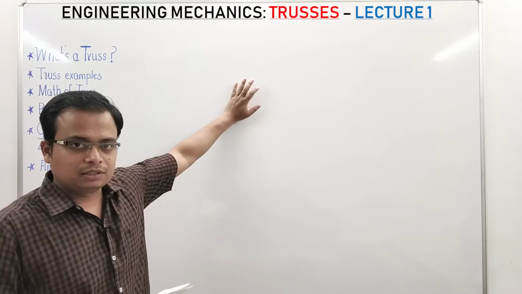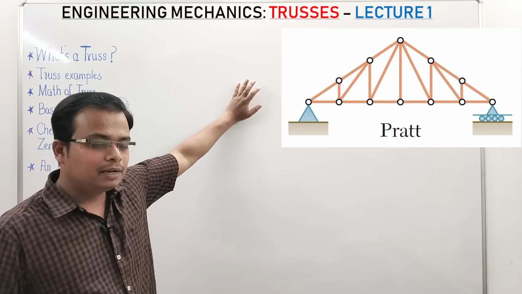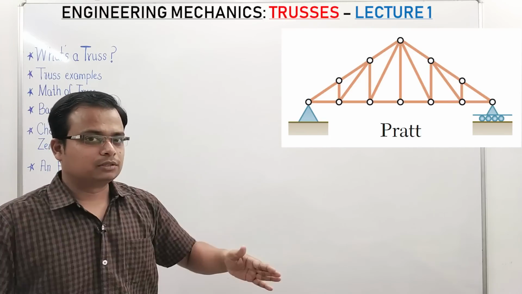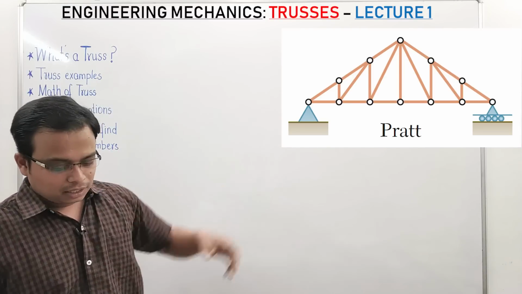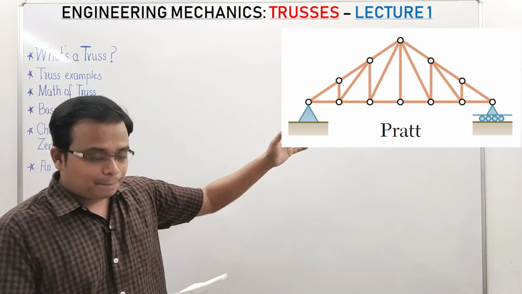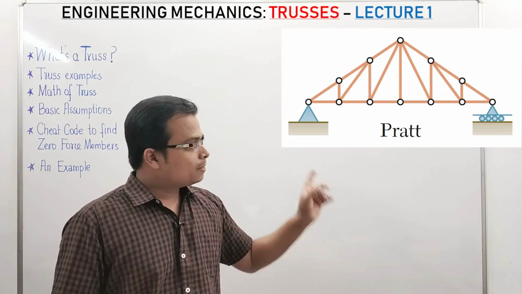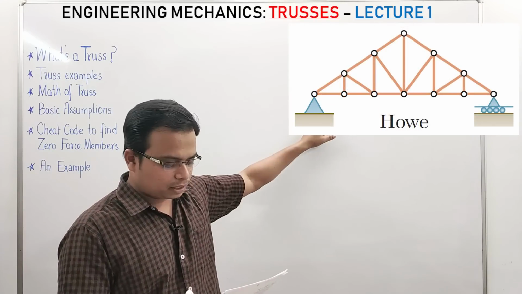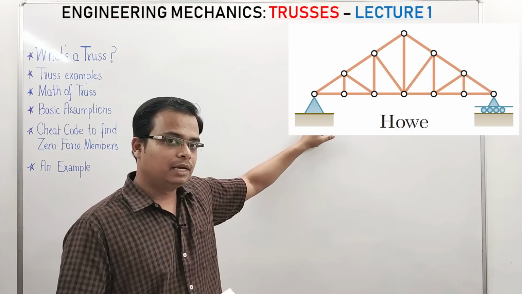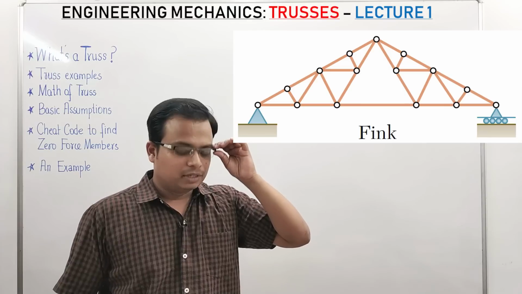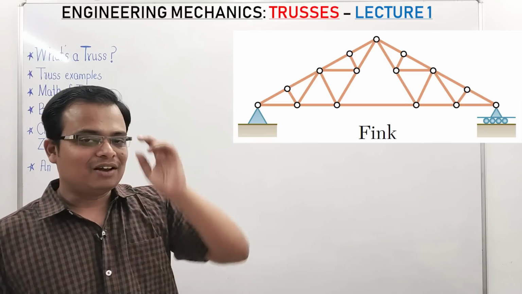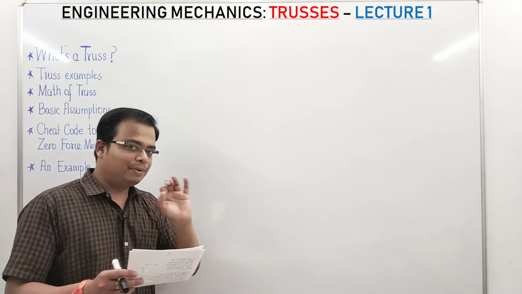Some of the roof trusses. Now, this is something that you would find in Switzerland or even Kashmir, the roof of the houses. The anatomy is something like this. If you take a look at this, this is nothing but a roof truss, a Pratt roof truss. Then take a look at this one. This is another roof truss. And finally, we have this Fink roof truss. Beautiful, isn't it?